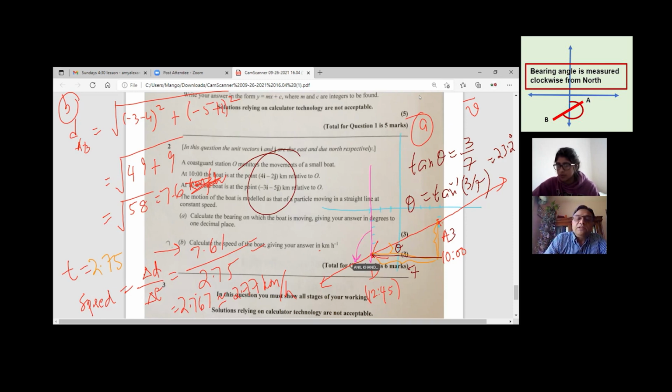So from the north, I should say this is what you need, bearing angle. Bearing angle is from the north, so the direction is this. Do you see this angle? Yeah. That is the angle which you have to report. So how much is that? If this is theta, then as you can see from here, this angle is 90 minus 23.2, right? Yeah.